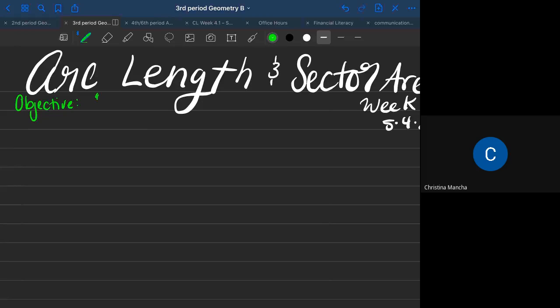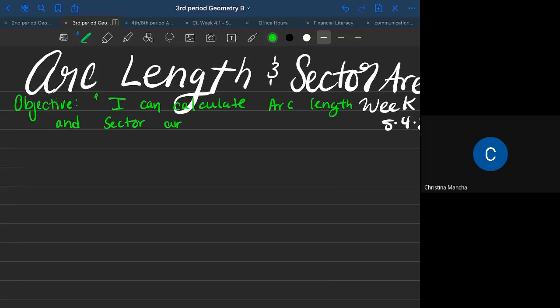So our objective is: I can calculate arc lengths and sector areas given radius, diameter, so radius or diameter, and central angle.